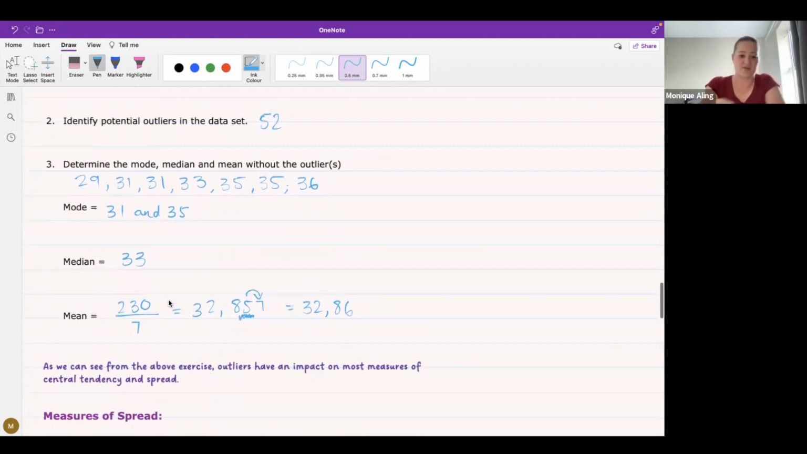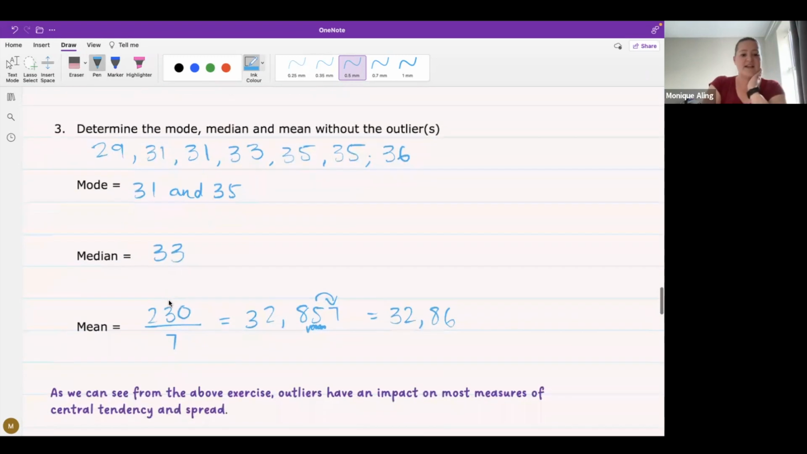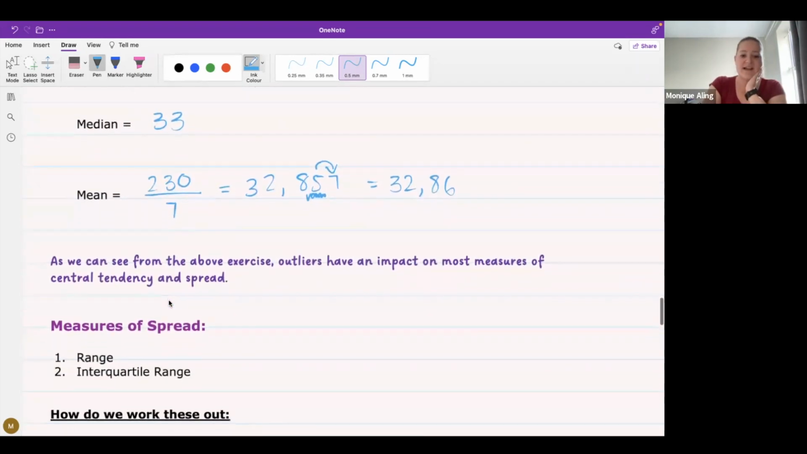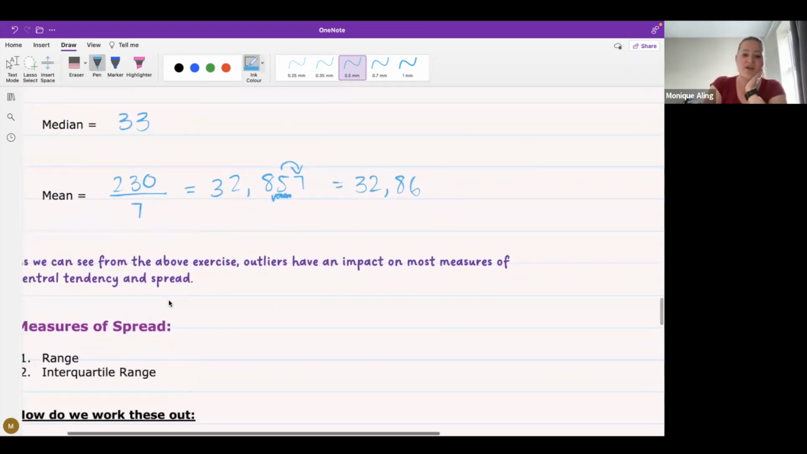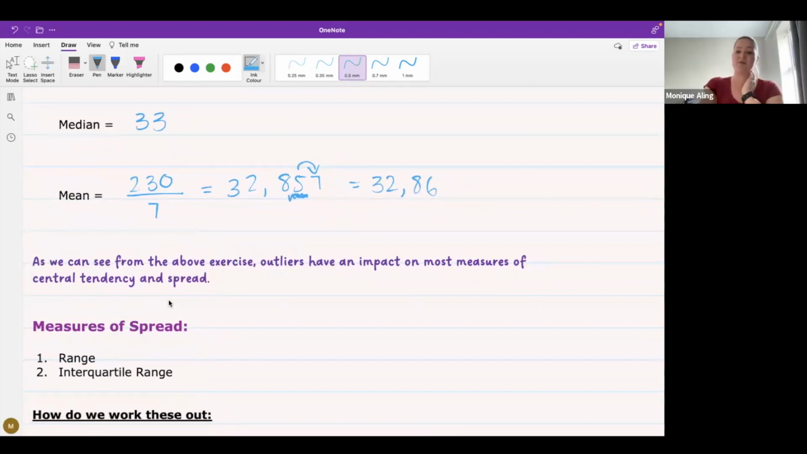Okay, which is what I've said over here. I've said, as we can see from the above exercise, outliers have an impact on most measures of central tendency and spread. So remember, measures of central tendency are 3 M's, the mean, mode, median. Okay.